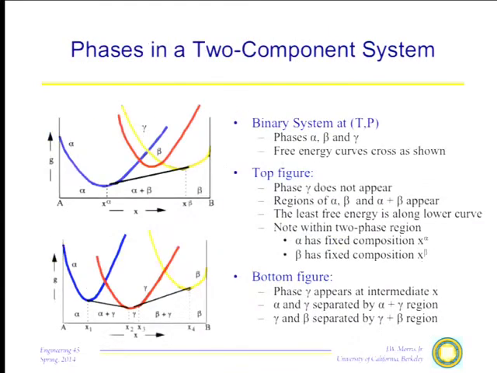We can have more complicated situations. Suppose there are three phases, alpha, beta, and gamma. In the upper diagram, which would refer to one particular temperature, the lowest common tangent line connects the alpha and beta curves but does not touch the gamma curve.